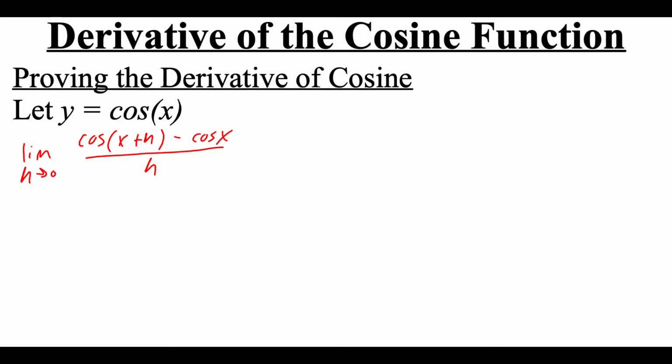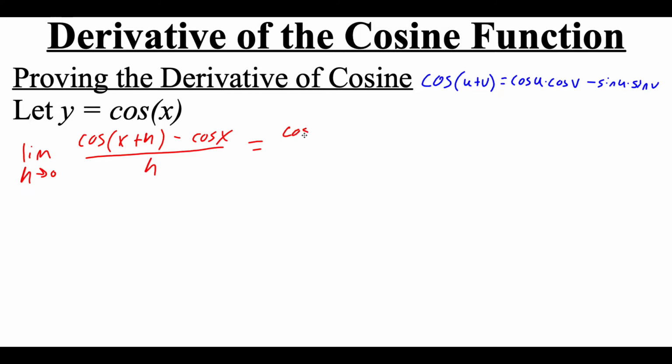Now we are going to have to use a trig identity in here. There's a trig identity that says if we've got the cosine of some u plus v, then what we do is take the cosine of the u value times the cosine of the v value minus the sine of the u value times the sine of the v value. So we're going to take that and apply that to this cosine of x plus h.